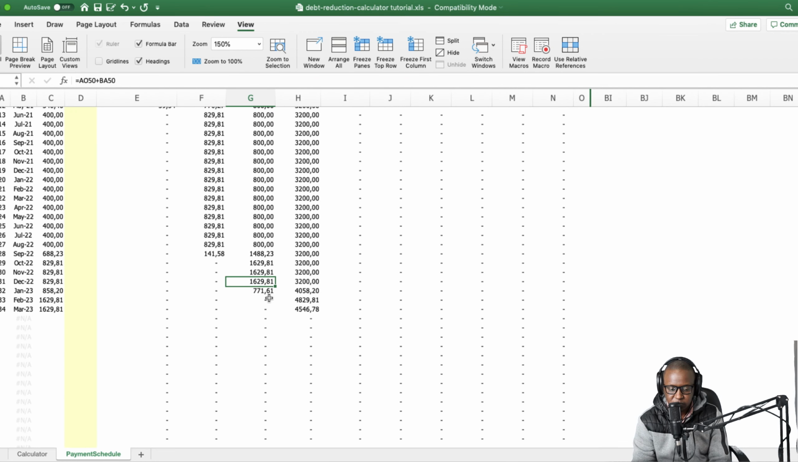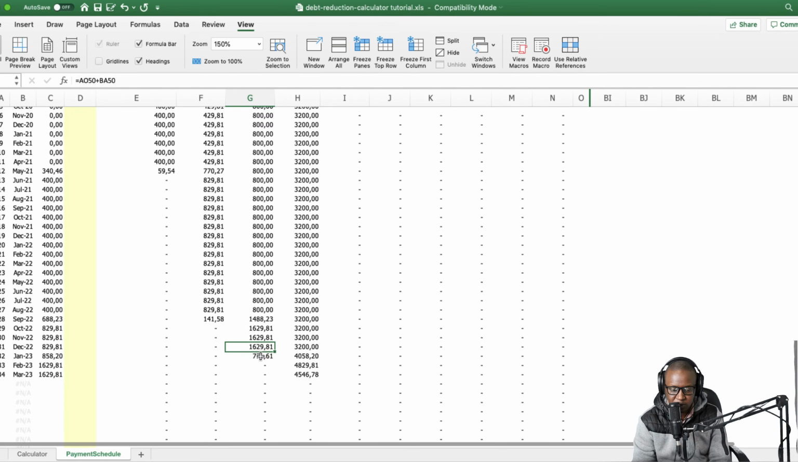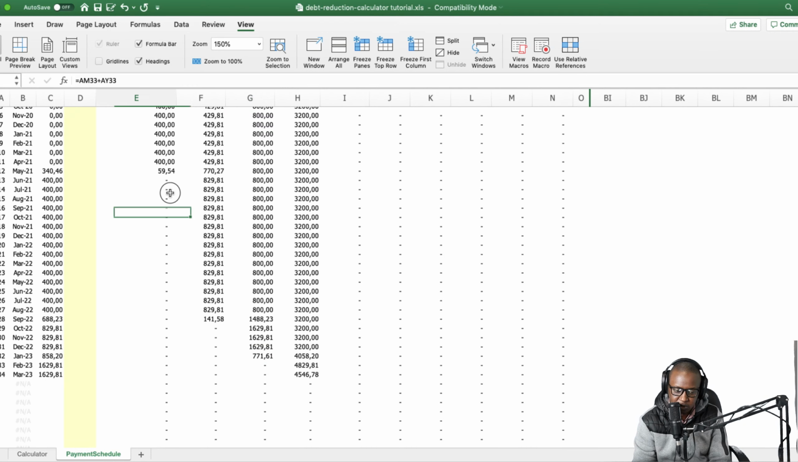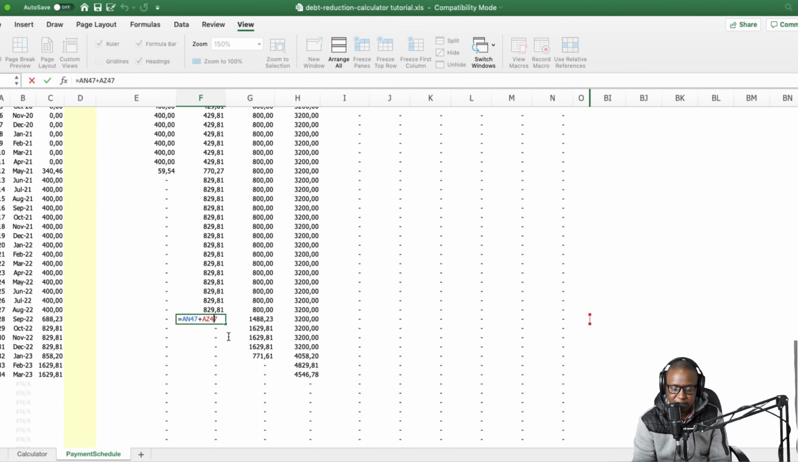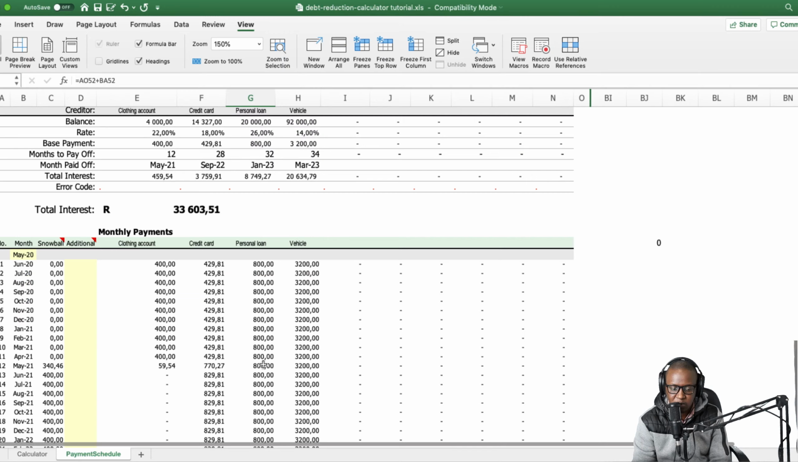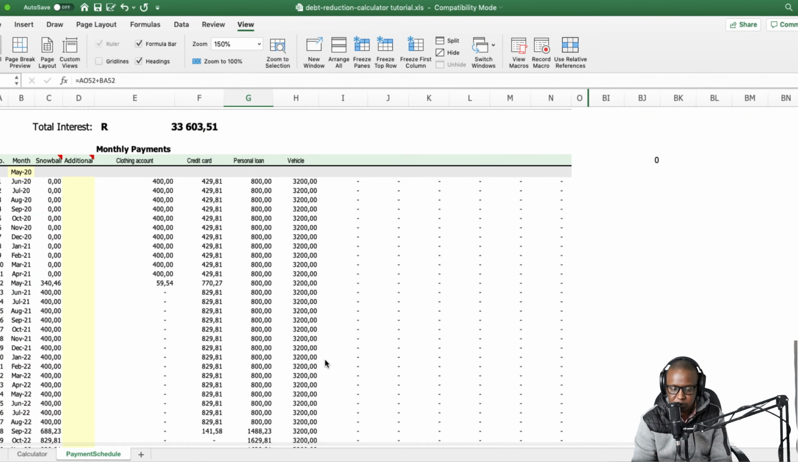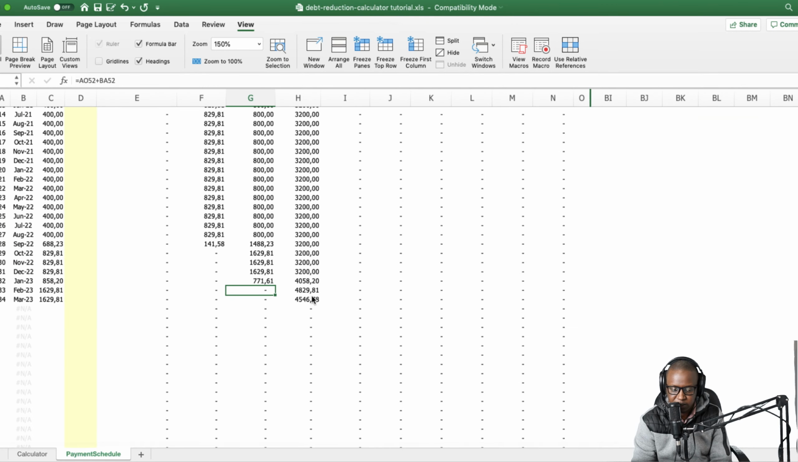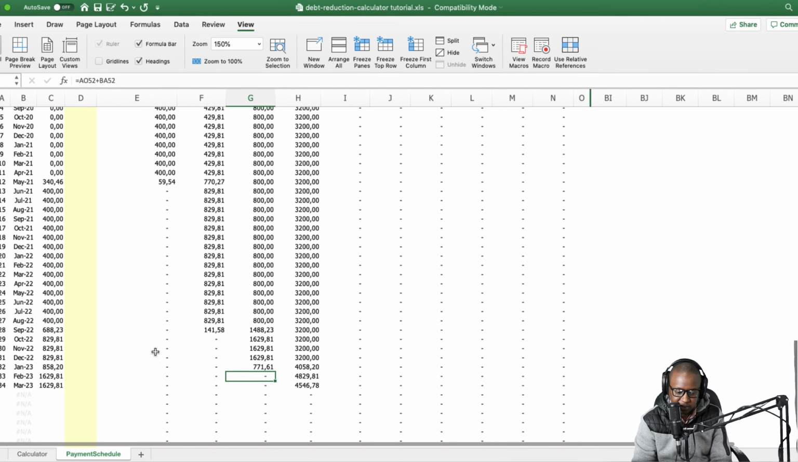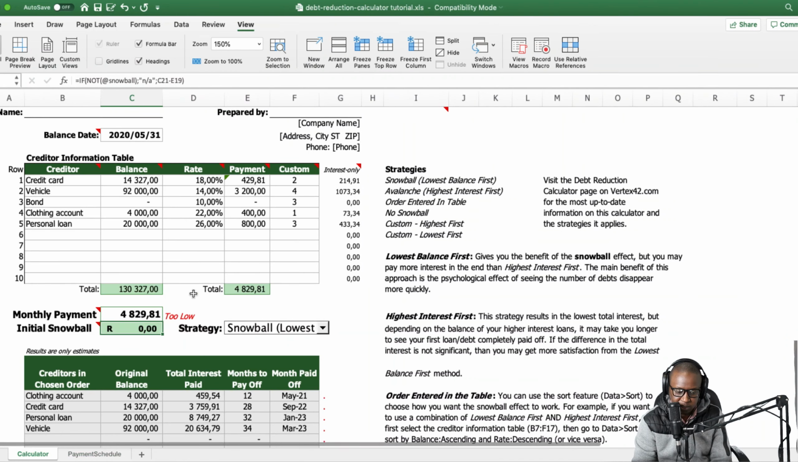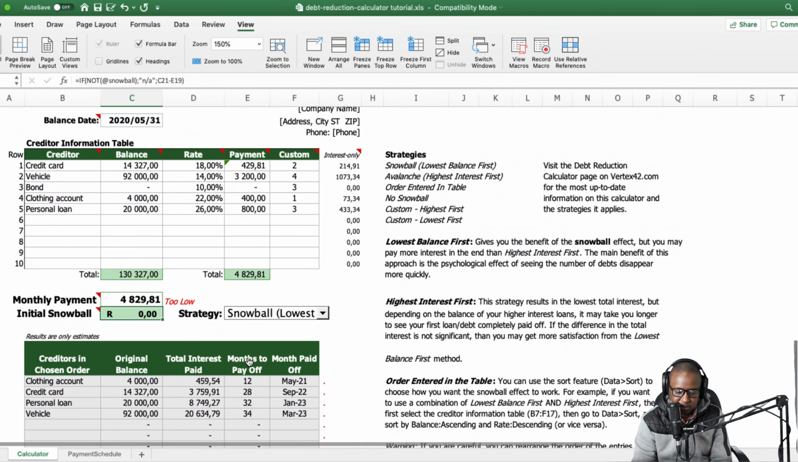You see. Then once you finish your personal loan, you're going to take whatever you've been paying on your clothing account, your credit card, and your personal loan, and add all of them to your vehicle installment. So let me show you the difference here on what the snowball method does. Let's say there was no snowball.